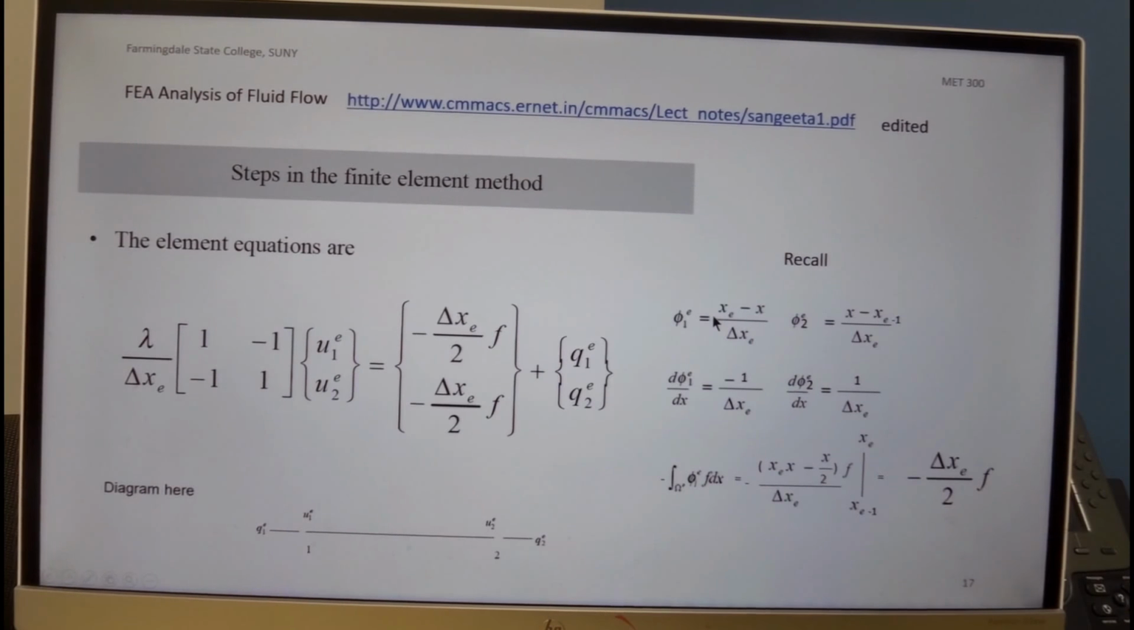This is a shape function. This is at node 1, this is at node 2. D phi, the derivative of a simple function, becomes even simpler. The integral is also very simple. When we plug it into the matrix, we see that we get very simple components of the matrix. We have the constants outside of the matrix, and we have the two nodal values of the unknowns in a vector. On the left-hand side, we have the boundary values as a vector at the nodes, and on the right-hand side, the forcing function also as a vector.